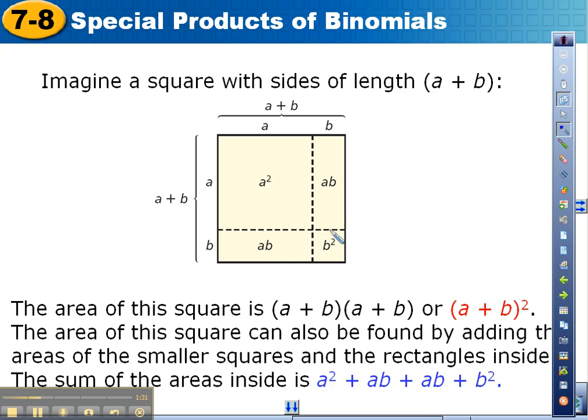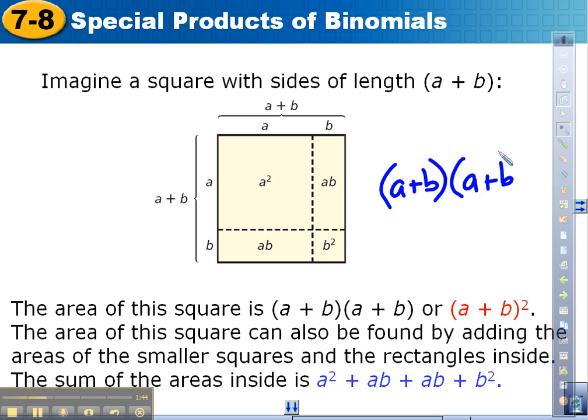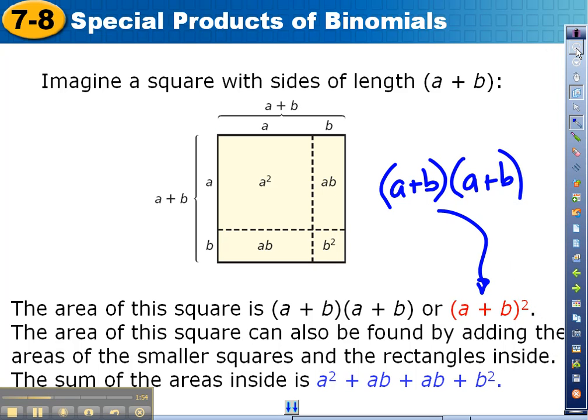This little square right here has side lengths of b and b, that's b squared. The area of this square, well, what they're saying is if you're taking this and multiplying it by the same length, isn't that the same as the quantity a plus b being squared? Yes. Okay. The area of this square can also be found by adding the areas of the smaller squares and the rectangles inside. The sum of the areas is a squared plus ab plus ab plus b squared.